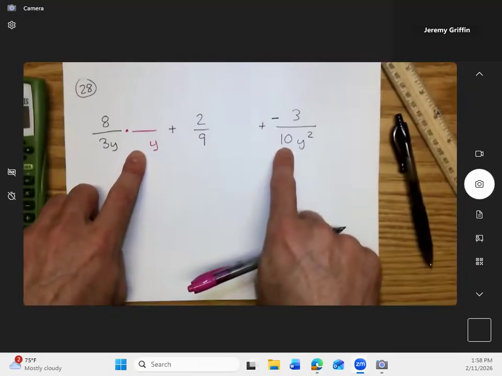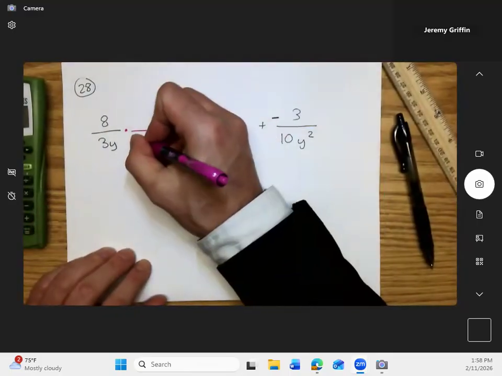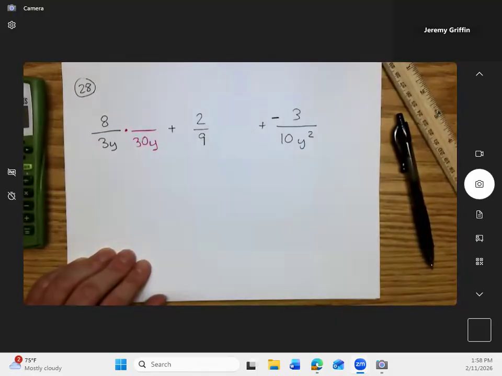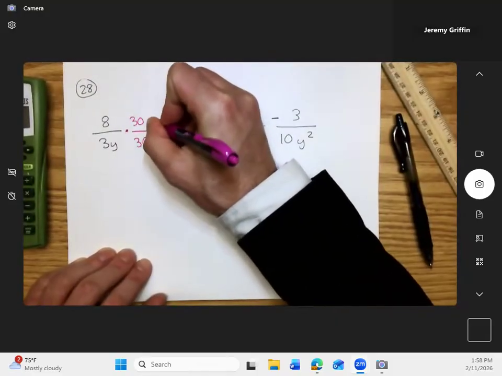Okay. And also, guys, what about this 10? Better have the full 10, right? So 3 and 10 can be 30. So let's multiply top and bottom by 30y.